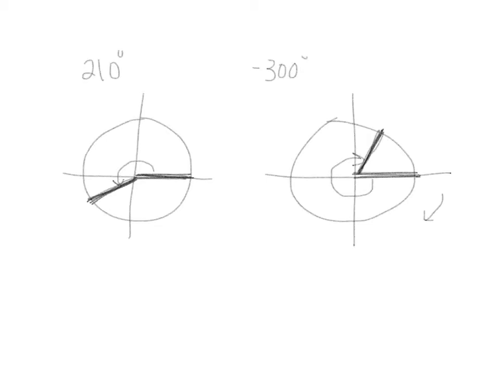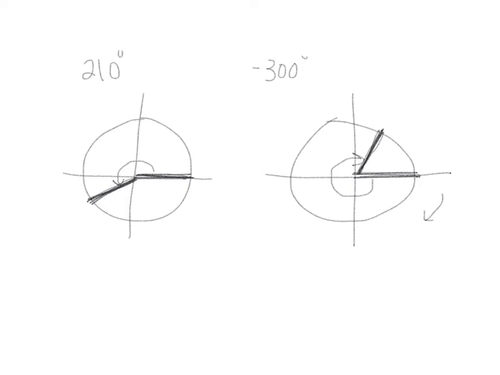Let's take a look at a negative angle. What would a negative 300 degree angle look like? We start at 0 degrees, so we put in our initial side. Negative 300 means we are going to begin going around this direction. Since we are traveling around 300 degrees, that would just be 60 degrees short of a full revolution. To show this angle, we start here and travel around in that direction.